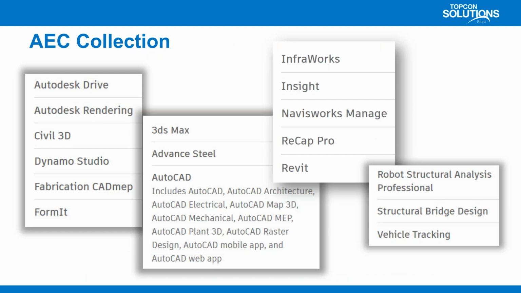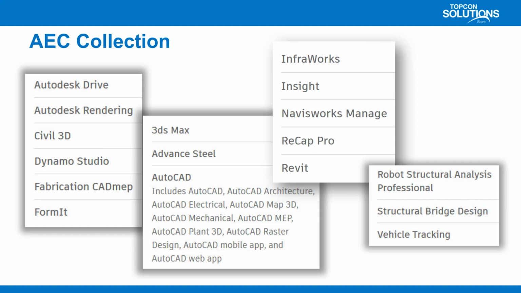All right, so that was the AEC collection. Okay, so we covered certain things like, of course, AutoCAD Mobile, Navisworks, ReCap Pro, Revit. We touched on the Robot Structural Analysis that you guys kind of saw there for a little bit with the code check and reinforcement checking. I did somewhat show vehicle tracking, but I did also want to talk about that structural bridge design.